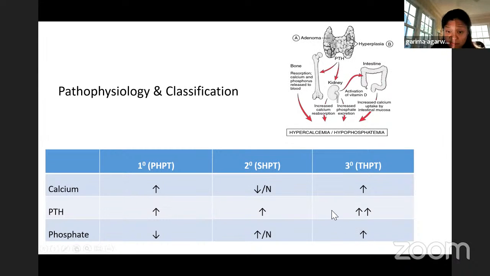It troubles me a lot when people call secondary hyperparathyroidism tertiary just because they have very high PTH. The important thing to understand is that even in secondary patients, there can be a very high PTH, and we do not like them to be called tertiary until and unless they've had a renal transplant and there is autonomous stimulation of these glands.